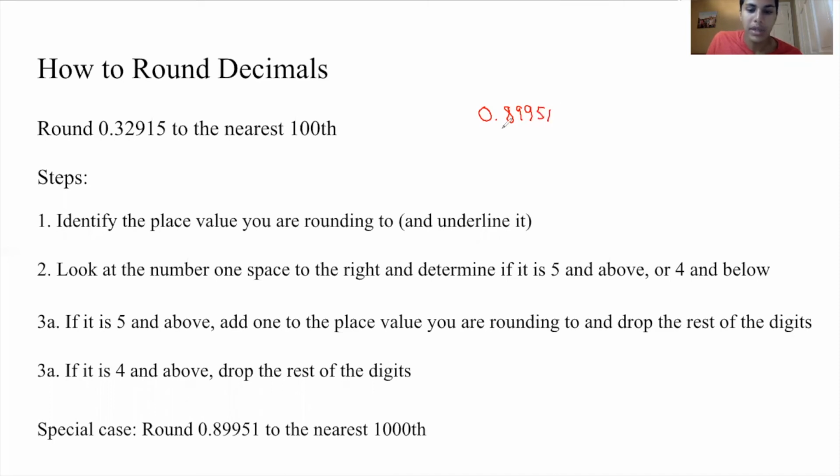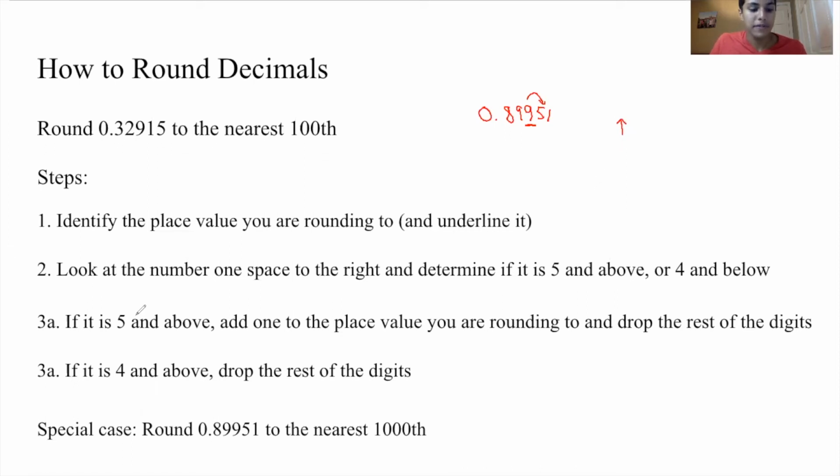So we're rounding to the thousandths place. So we're going to circle, or underline, the thousandth place, which is this 9 here. Now look at the number one space to the right and determine, is it 5 and above or 4 and below? One space to the right would be this 5 here. So it's 5 and above, which means that we're going to round up. 5 and above means we're rounding up.